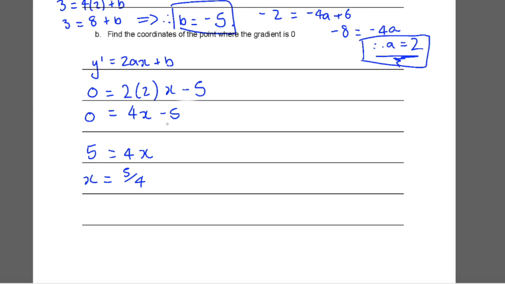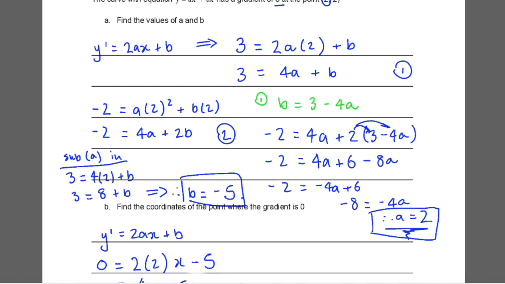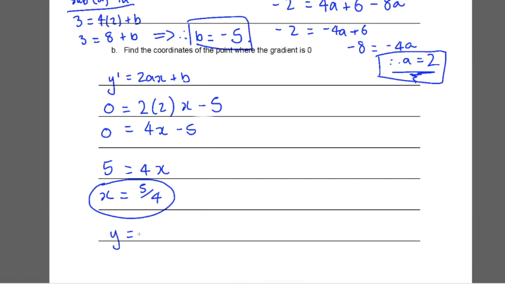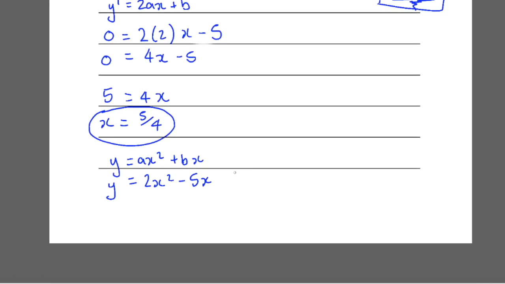Alright. Now we sub this x value back into the original equation. The original equation was y equals ax squared plus bx. With the information we know about a and b, we can say it's 2x squared minus 5x. So we know y. Yep, so y equals that. Right, and we want to know the y value, so we substitute in an x value of 5 on 4.